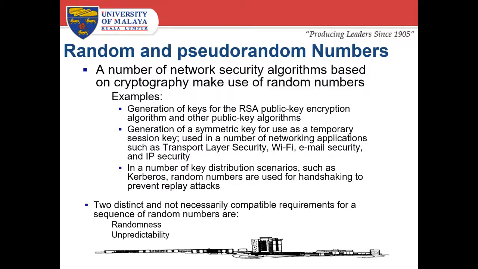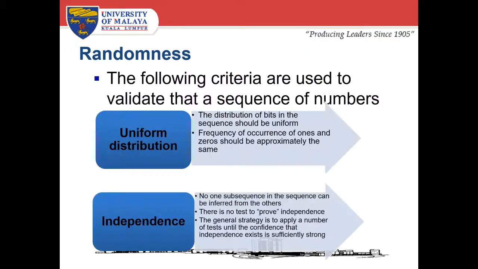It is used in a number of networking applications such as transport layer security, Wi-Fi, email, and IP security. In a number of key distribution scenarios such as Kerberos, random numbers are used for handshaking to prevent replay attacks. So there are two main distinct principles of random numbers, which are randomness and unpredictability.